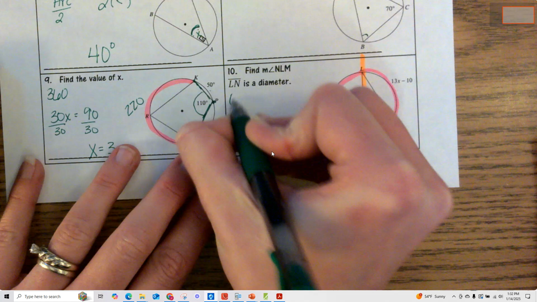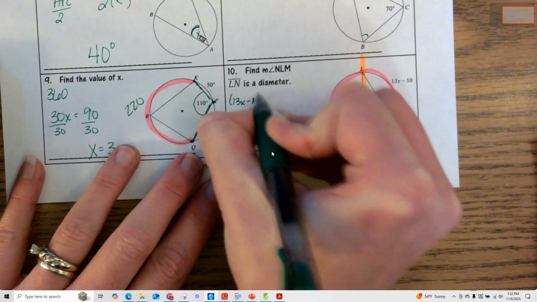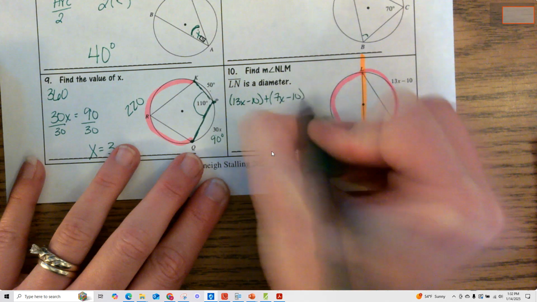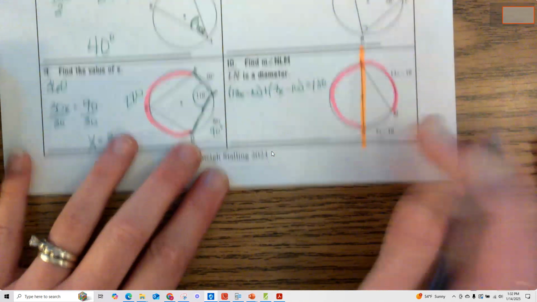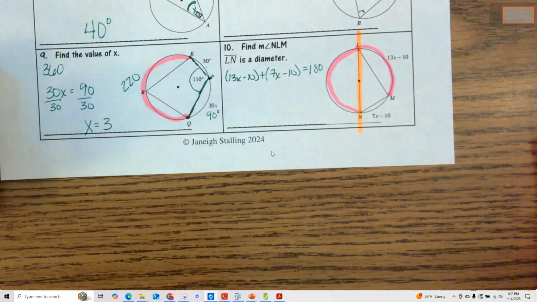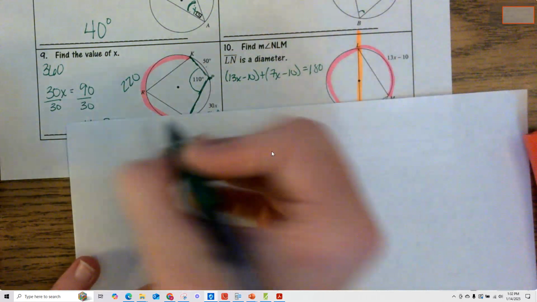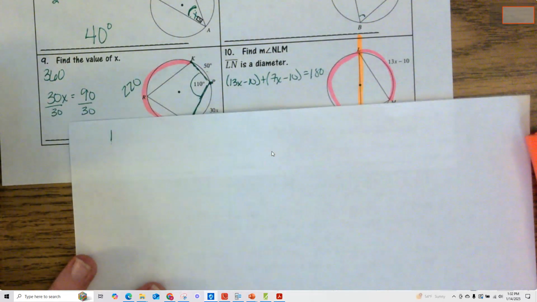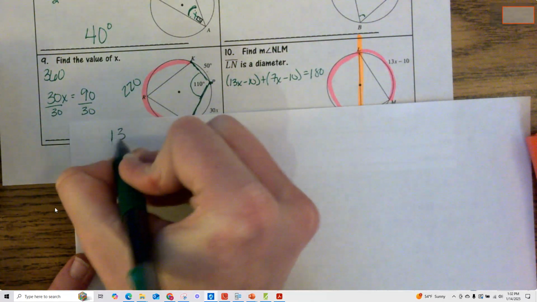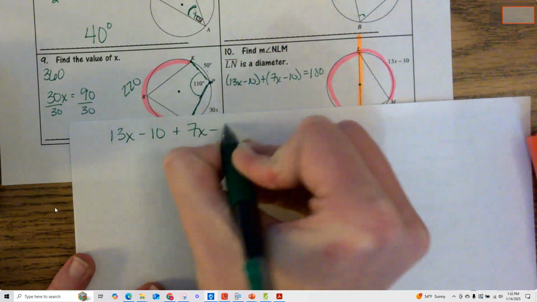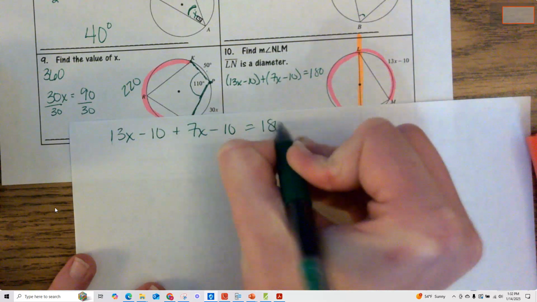So 13x minus 10 plus 7x minus 10 equals 180. The reason I put them in parentheses, if that would be a subtraction sign in between there, it changes the game. With it being addition, it's not going to mess the math up. So we have 13x minus 10 plus 7x minus 10 equals 180.